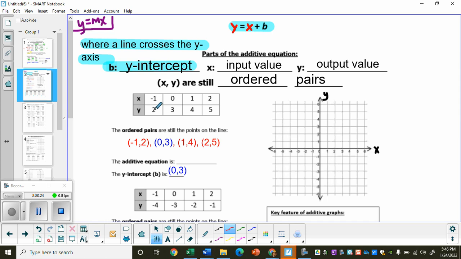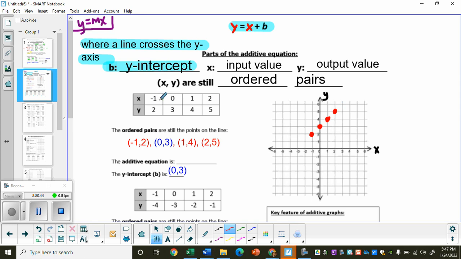If I go back 1 up 2, if I just simply plot the point, here's my first point. If I plot the next one, it's a 0, 3. It's going to be right here. Then I have the point 1, 4. So I'm going to plot 1, 4 right here. And then we're going to plot the point 2, 5 right here.